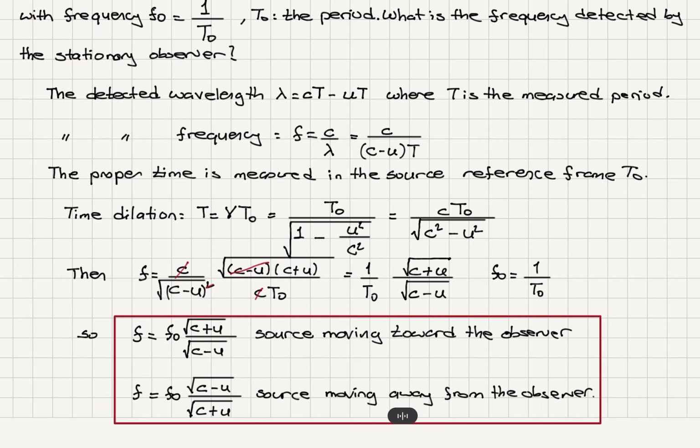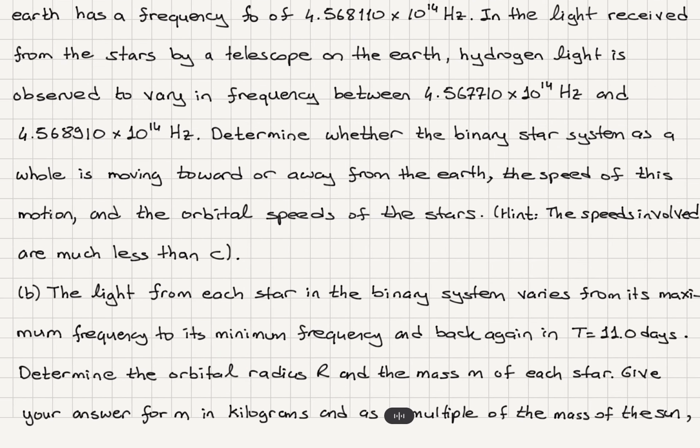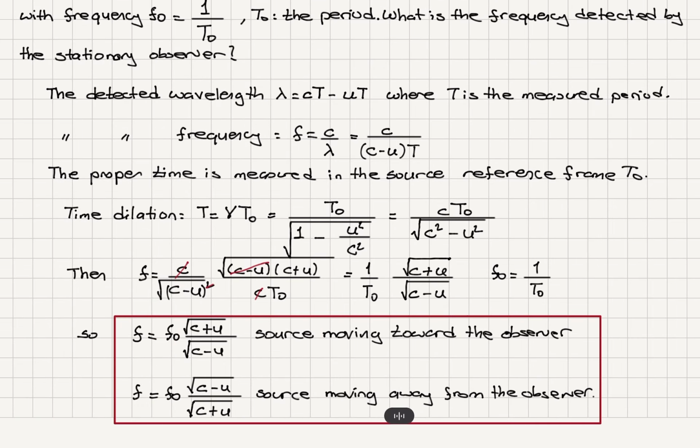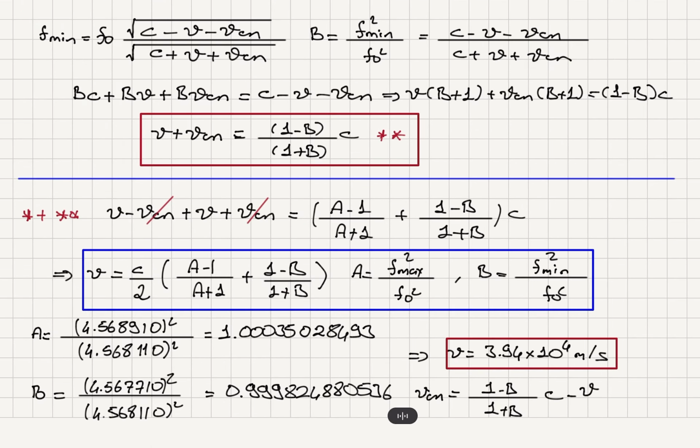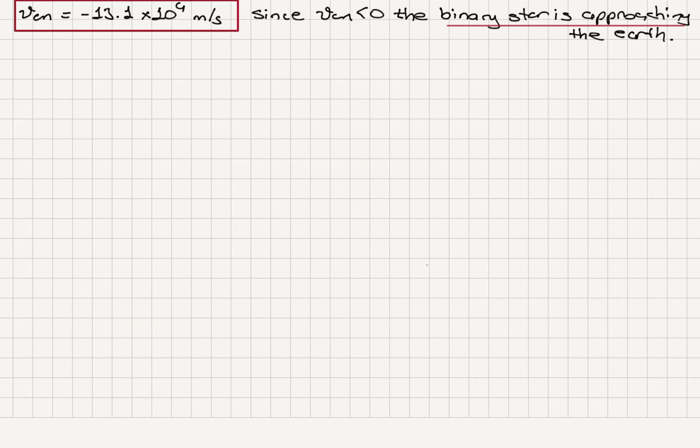So we were asked to determine whether the binary star system as a whole is moving toward or away from the Earth, and we found that it's moving toward the Earth. We found the speed of this motion and the orbital speed of the stars. The orbital speed is 3.94 times 10 to 4 meters per second. The velocity of the center of mass is minus 13.1 times 10 to 4 meters per second. The minus sign indicates that it's approaching the Earth.